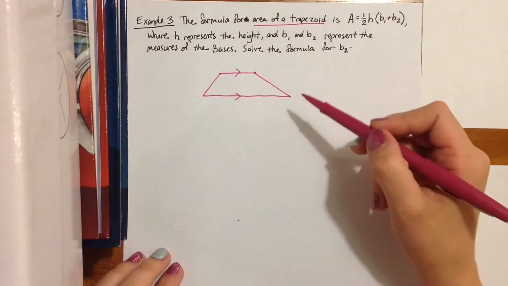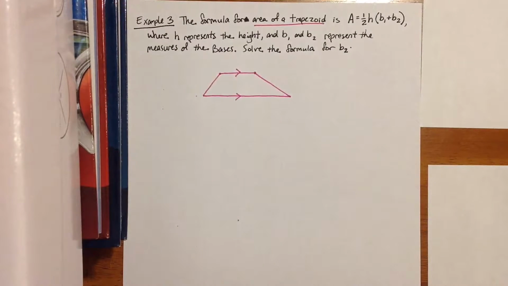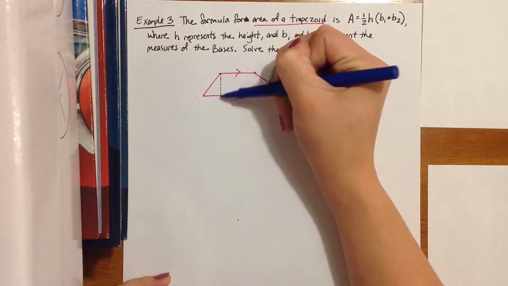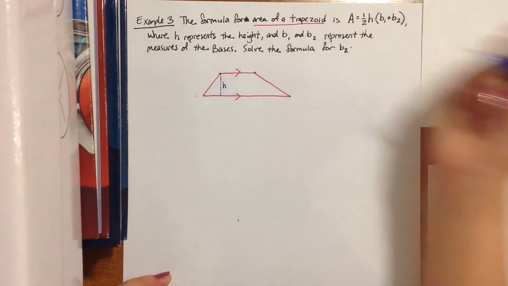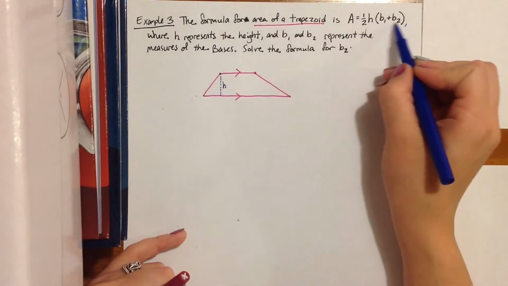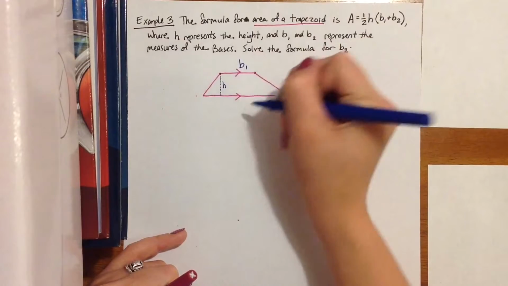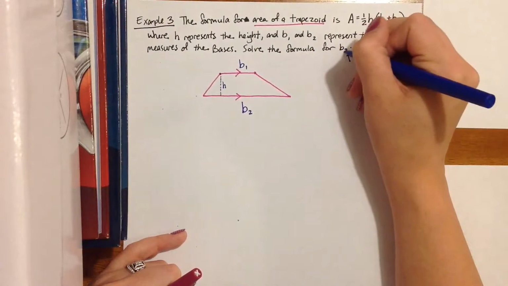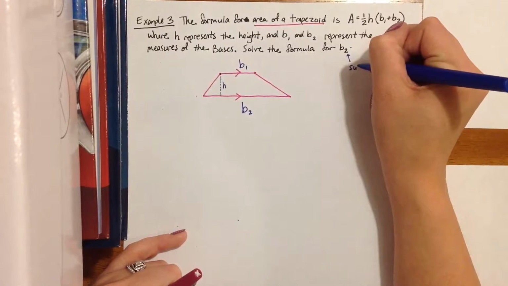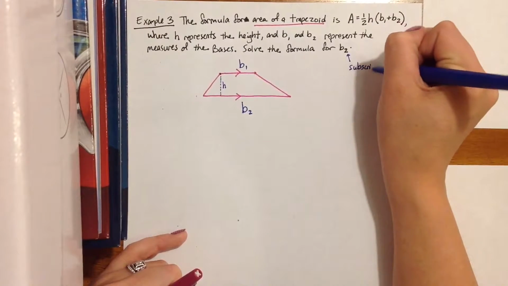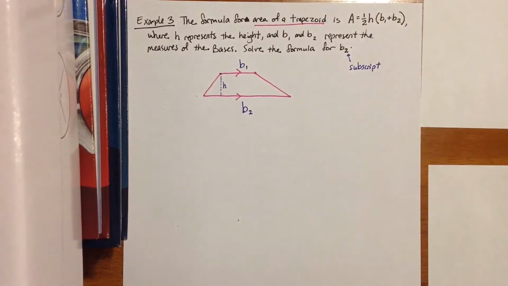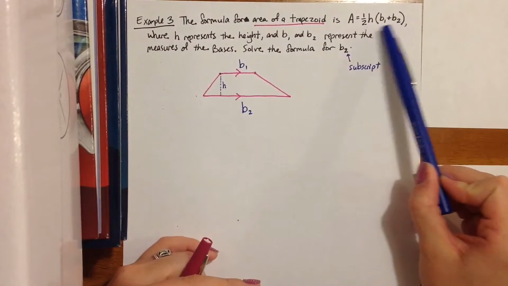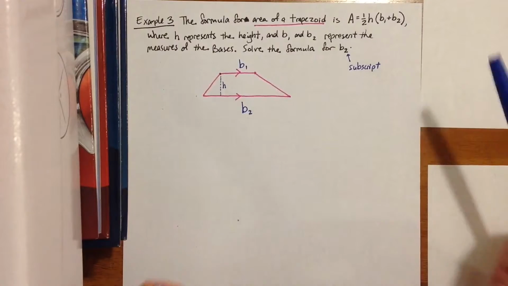Couple important parts here. The area consists of the height. The height we get from going directly from the top to the bottom, straight down. That is my height. And I need my two bases, base 1 and base 2. This little guy here, the base 2, this is called a subscript. And it's just a way for us to keep track of the variables, especially when we want to use the same letter in two different instances, but we know they mean different things.